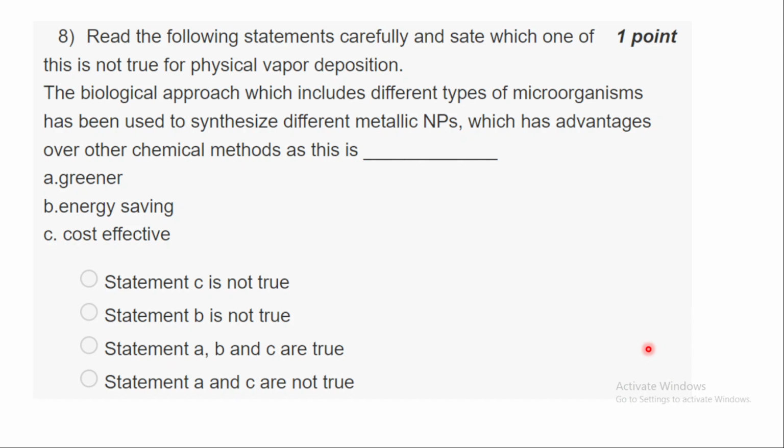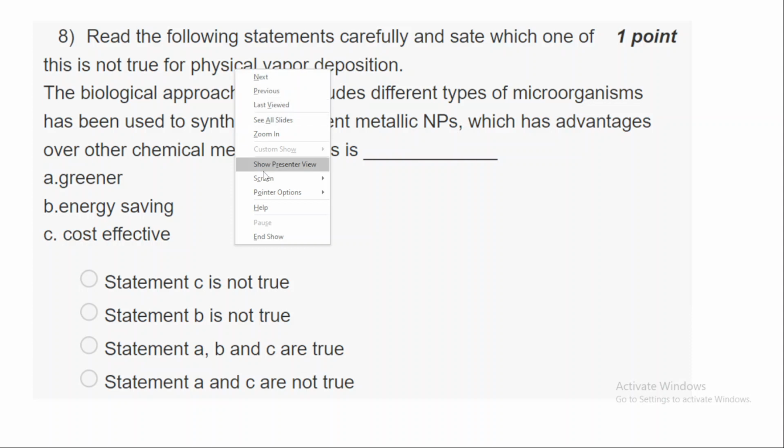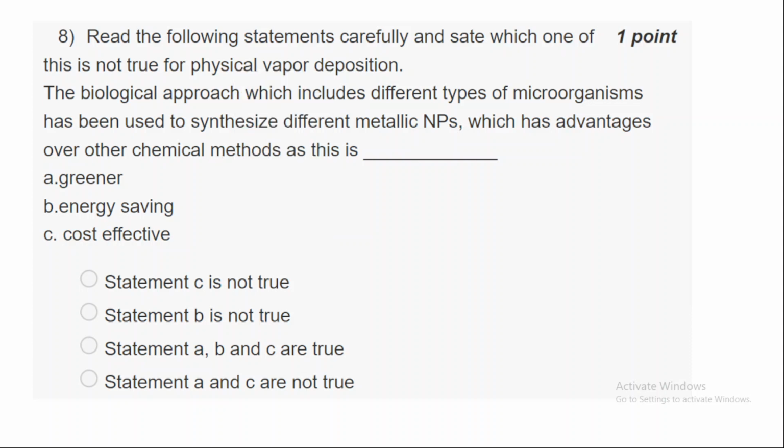Question 8. Okay, so this is one of the other bigger questions, statement wise. Read the following statements carefully and state which one of them is not true for physical vapor deposition. Oh, I think there is an error here. Read the following statements carefully and state which one of the following is not true for biological synthesis. So there is a typo here. So this will be biological synthesis. Let me just rectify it.